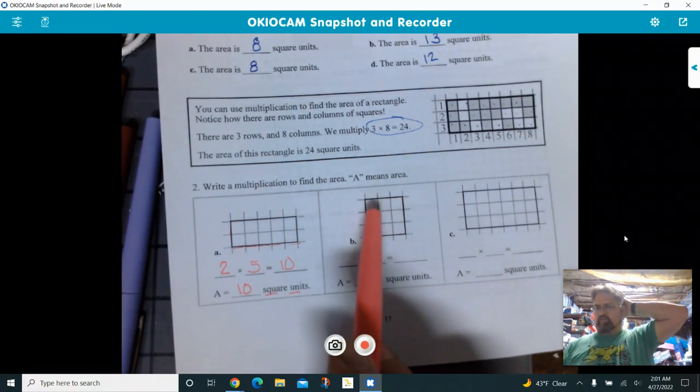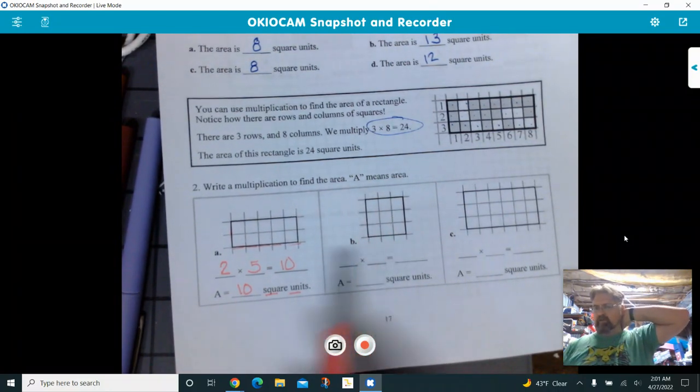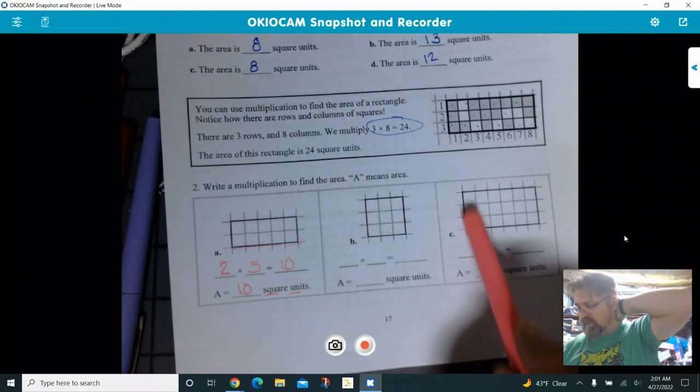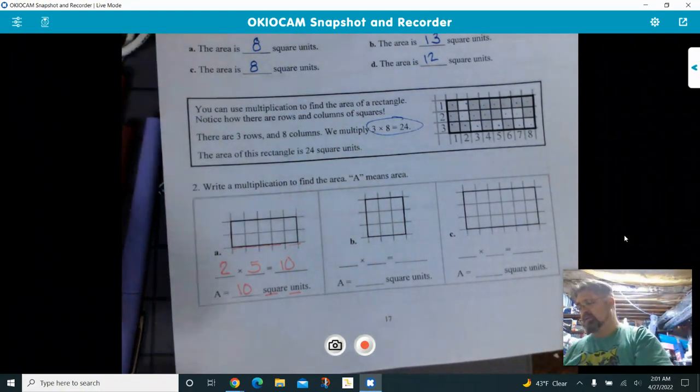Let's multiply this one. It's got 1, 2, 3 by 1, 2, 3. 3 times 3. I'm not telling you. You figure it out. Then count the blocks for this one. It's got 3 tall, but how wide is it?